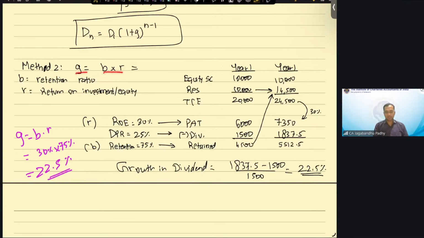So we have this G as B into R. Clear, everyone? So that's going to be growth rate is simply B into R. Fine. So that's going to be your growth rate, which is B into R. So growth rate is going to be 22.5% in our situation.